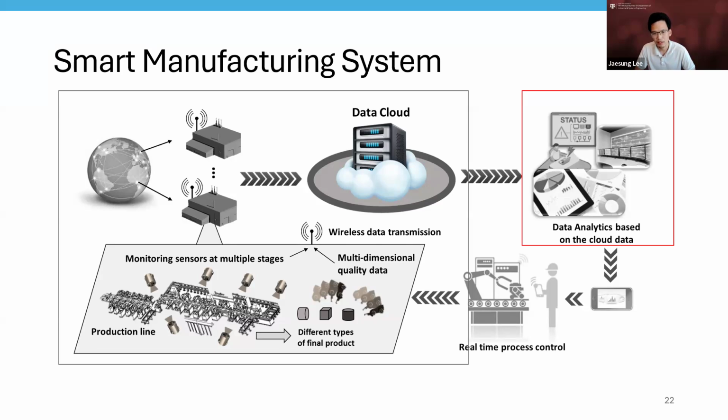This is an example figure of a smart manufacturing system. You can see that on the manufacturing lines, a lot of sensors are attached, and during the manufacturing operation, we observe this sensor data. The collected sensor data are stored in the cloud, or the data storage, and then the stored data is sent to the data analytics center.